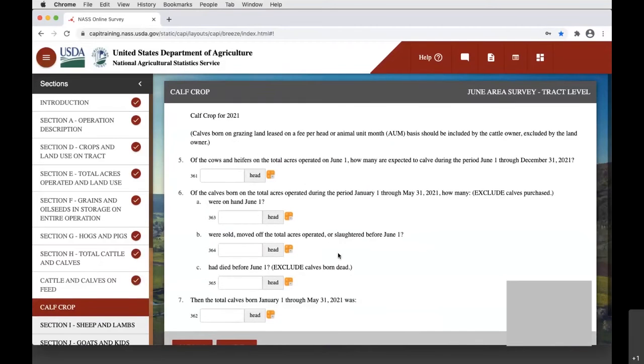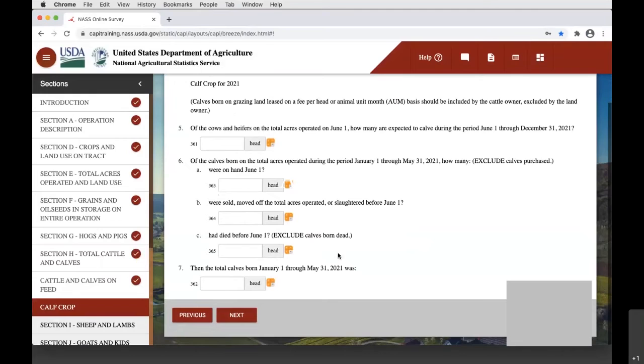Then it's asking about the calf crop on the total acres operated. How many are expected to calve? We're going to say both of them. Of the calves born, well, there were none born on the operation. So we're going to have 0, 0, 0. And so the total calves born from January through May is going to be 0. We're going to assume that the heifer and the steer were born on the operation, but not in 2021.